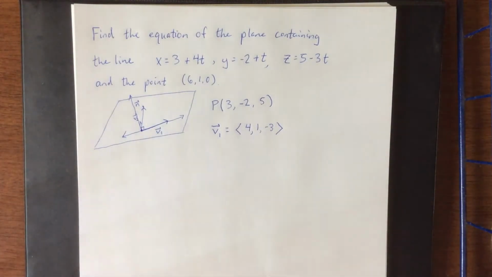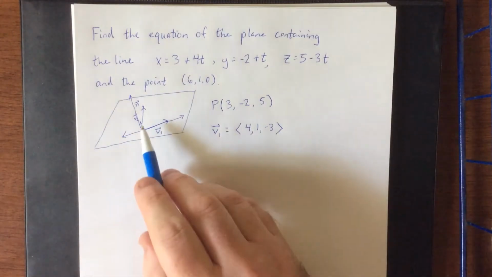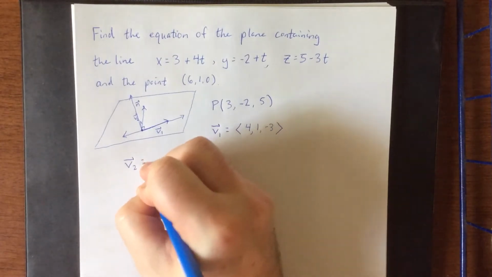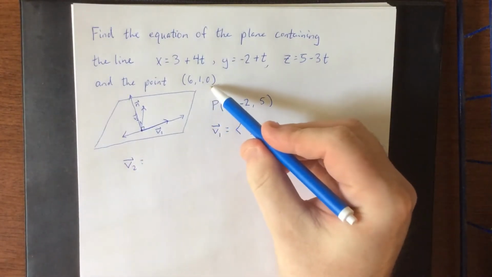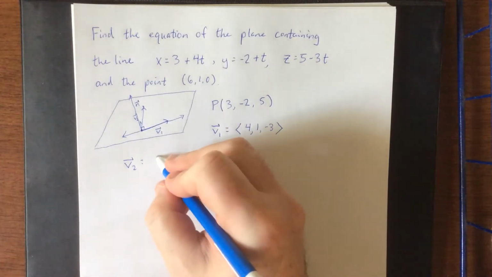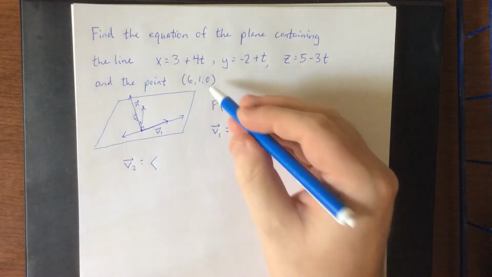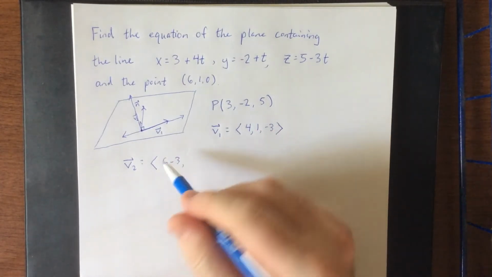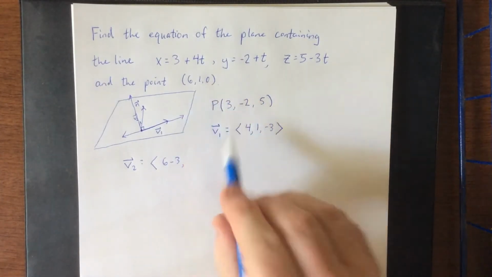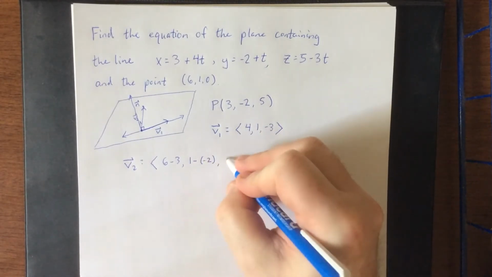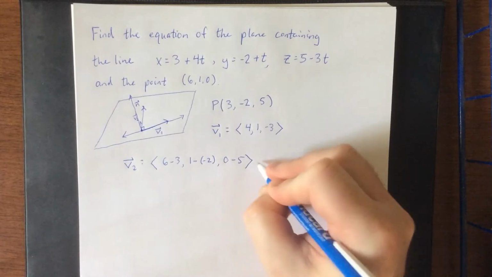negative 3 for the z component. Now with that in mind, we can determine our secondary vector, v2, by treating the point (6, 1, 0) as our terminal point, and we'll treat the point on the line as our initial point. And like we always do, terminal minus initial. So this will be 6 minus 3 for the first component. Second component will be 1 minus negative 2. And the third component will be 0 minus 5.